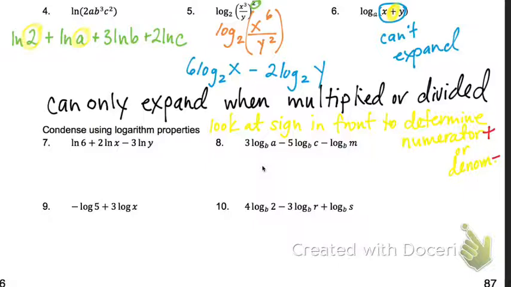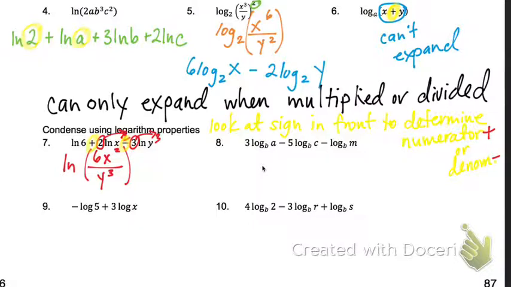So looking at number 7, also when you're going backwards, if there's a coefficient in front, like this 2, it goes up to be the exponent. So I'm going to write this as natural log of 6x squared divided by y cubed. The y cubed goes on the bottom, and it's a y cubed because there's a 3 in front. So the 2 and the 3 go up. And the y cubed goes on the bottom because there is a minus in front of it. The x squared goes on the top because there is a plus in front of it.